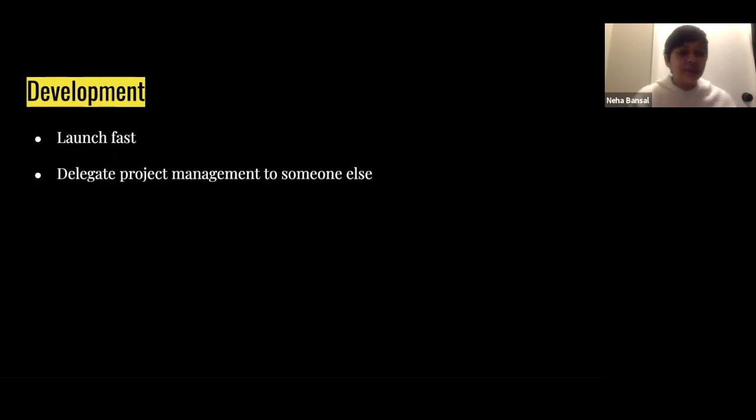Next thing is delegating project management to someone else. So often people say that as part of a product manager's job description, you are supposed to do project management as well, which is absolutely true. But very early on, I realized that project management takes a lot of time from your day-to-day core work. So I found it helpful to lean on my engineering counterparts to handle the project management aspect.